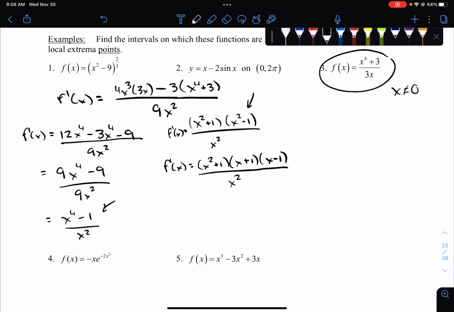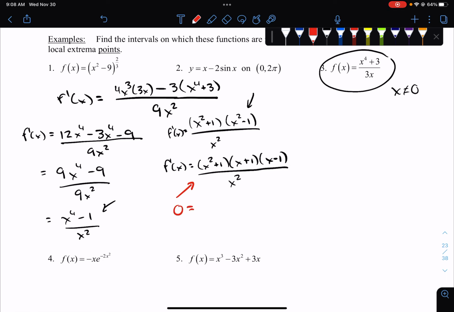So 0 is not a number I can use as a critical number. It's not in the domain of my function, all right? So when I look at f prime, 0 turns the bottom into 0, but it's not in my domain, so I'm not going to worry about the 0 on the bottom. What I want to know is what makes the top 0, because if the top is 0, then my function is also 0.